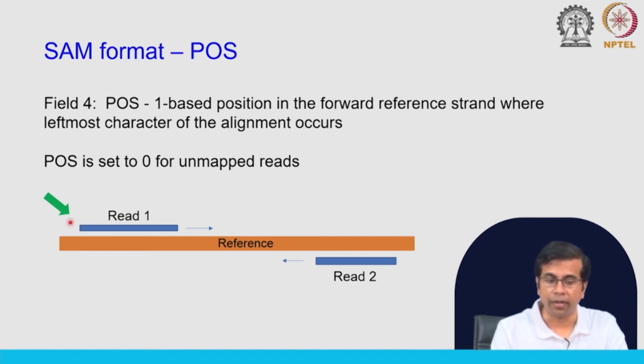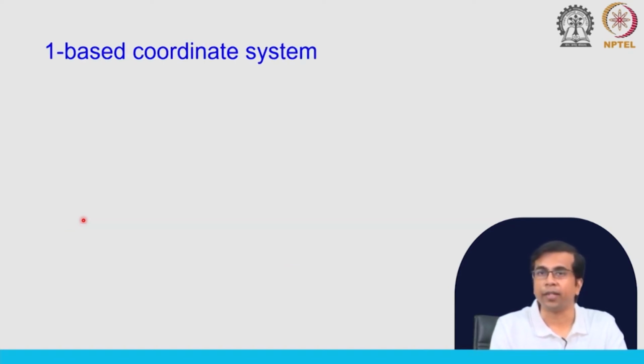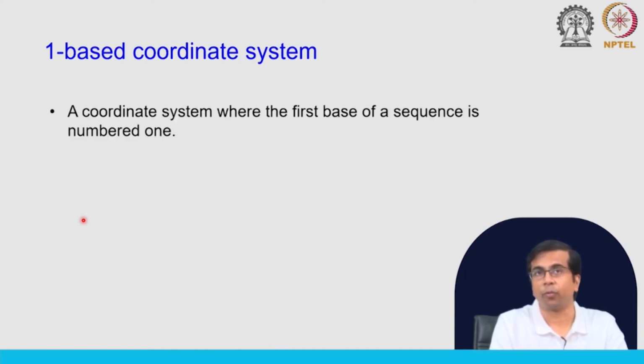All right. So, here is the position. This position will be given in the POS field. So, this is the fourth field. Now, you might ask what is this one base positioning system, or one base coordinate system. This is a coordinate system where the first base of a sequence is numbered 1.